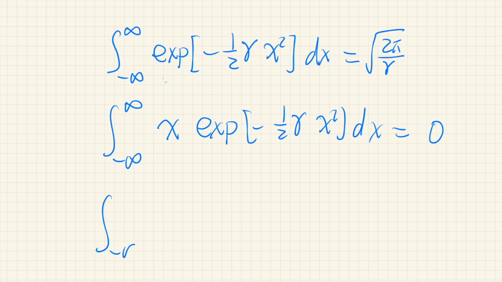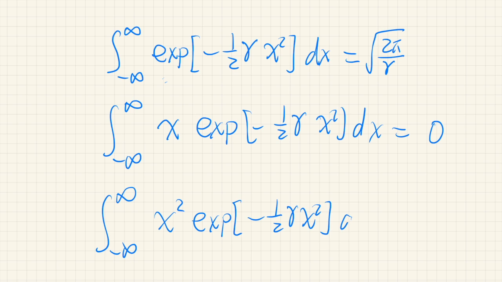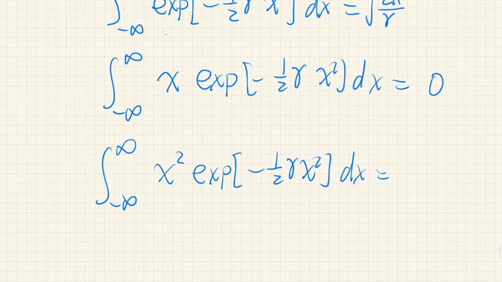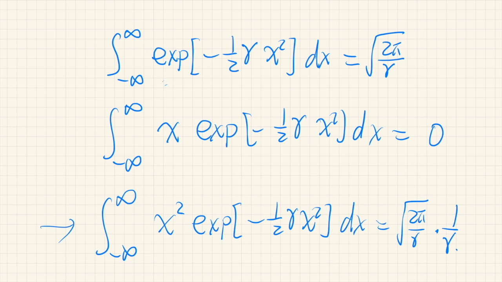And moreover, what about the second moment? So x squared times this exponential of negative gamma x squared over 2, dx. I hope you can calculate this integral, and the result should be the square root of 2 pi over gamma, times 1 over gamma. You can obtain this either by repeatedly applying integration by parts or by differentiating both sides of this integral with respect to gamma. Either way you can get this.